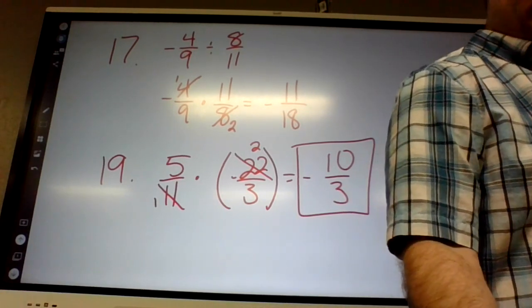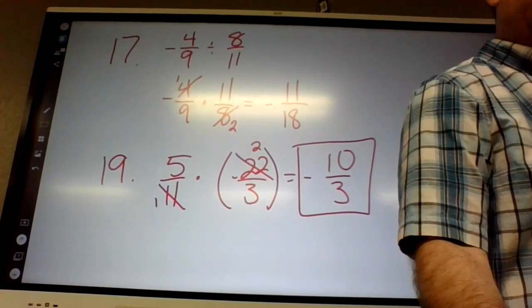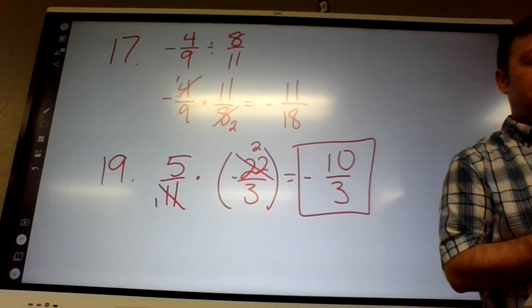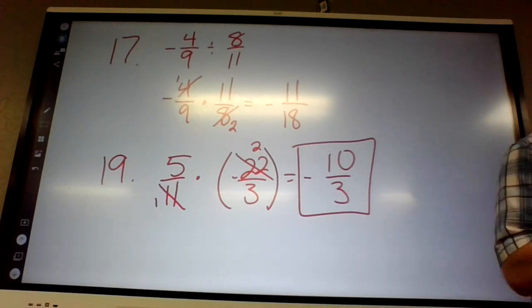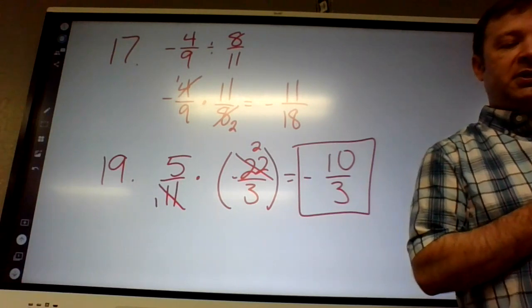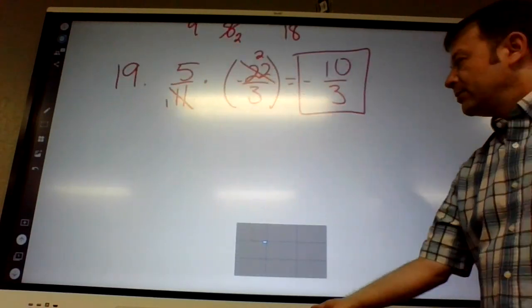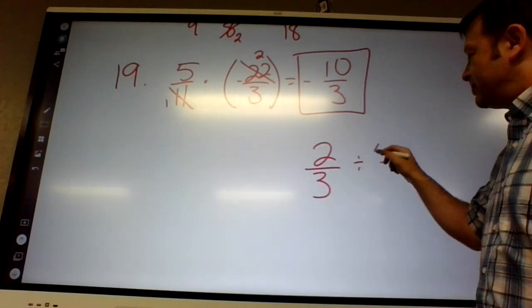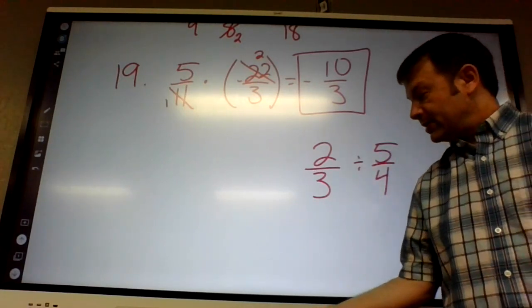Okay. I'm not going to keep going, but I do want to point out like 25 and, well, actually 23, is that going to be positive or negative? Let's start with that. Negative. 3 negatives are going to make a negative. 25, what is going on there? 2/3 divided by 5/4. Right. That's just kind of a weird way of writing 2/3 divided by 5/4. You guys see it? All right.